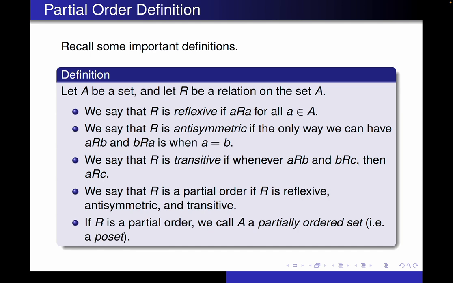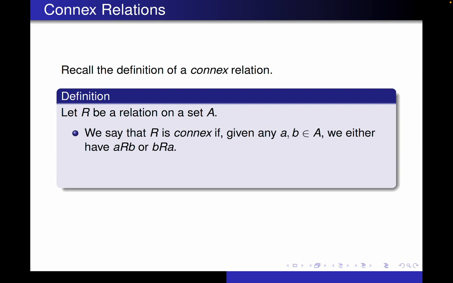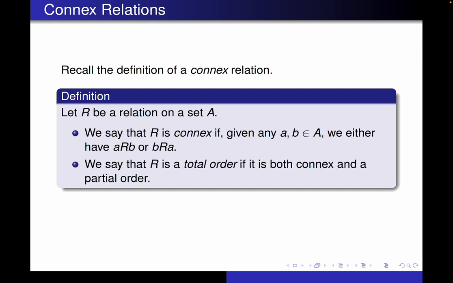And again, for a partial order, we call it a partially ordered set, also known as a poset. And if in addition we have this connex relation, we get a total order. And just to remind you what a connex relation is, a connex relation is where any two elements in A are related to each other in one direction or the other. So if you have two items A and B, either A is related to B or B is related to A. And R is a total order if it is both connex and a partial order.